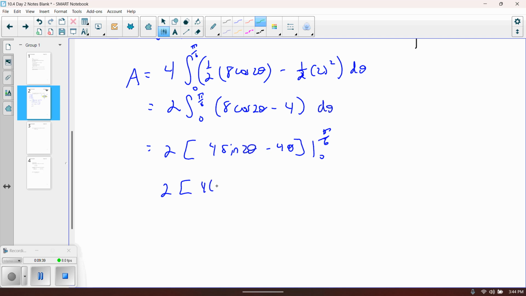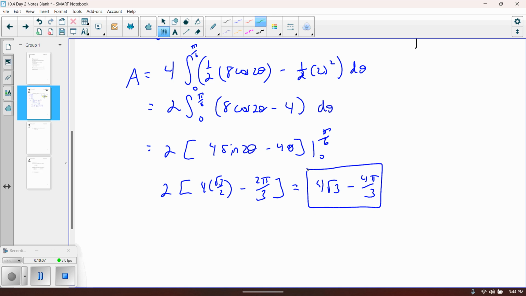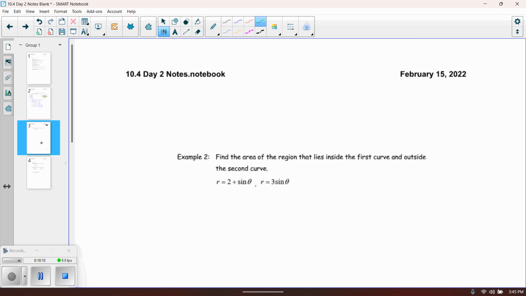So we'll have 4 times root 3 over 2 minus 4 times pi over 6, which is 4 pi sixths, or 2 pi thirds. And then we can simplify and distribute in the 2. And what we're going to get here is 8 root 3 over 2, which is 4 root 3, minus 4 pi thirds. Okay, and that's the area of the outer part of that infinity type symbol, whatever you want to call it.